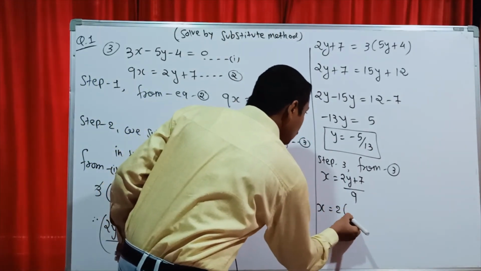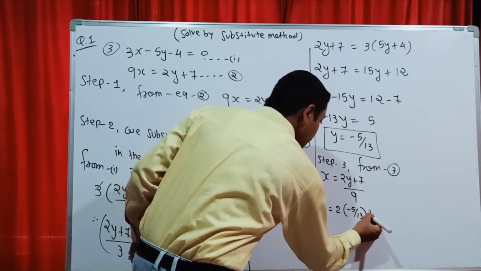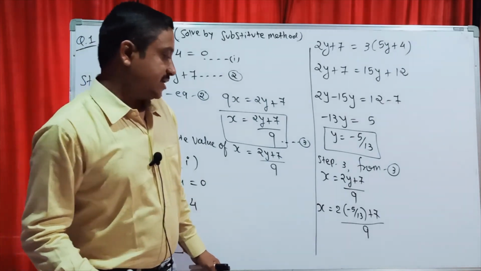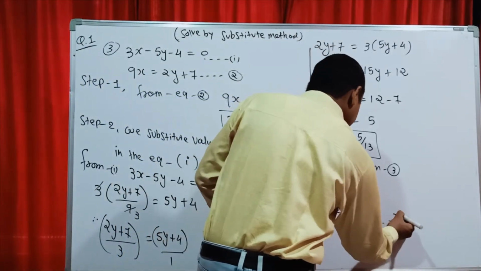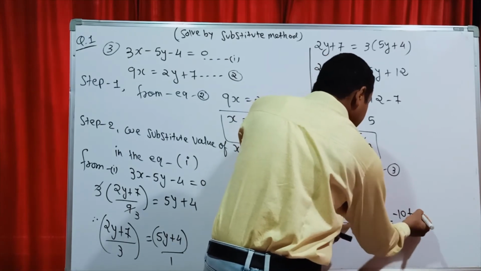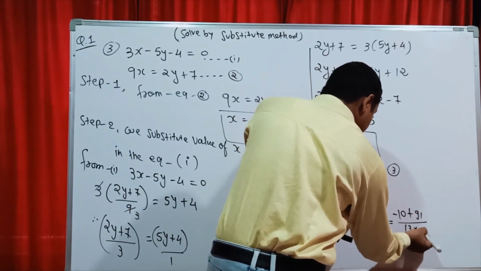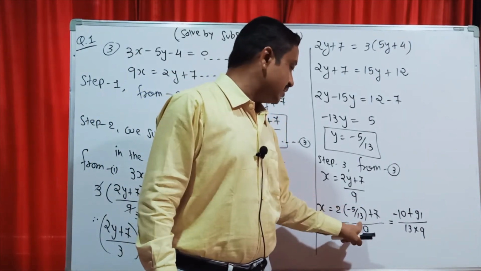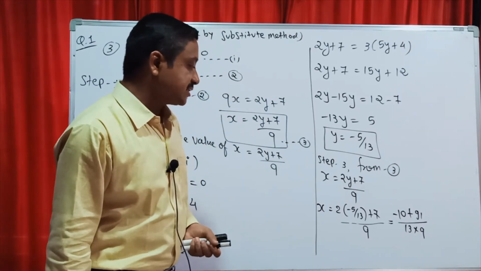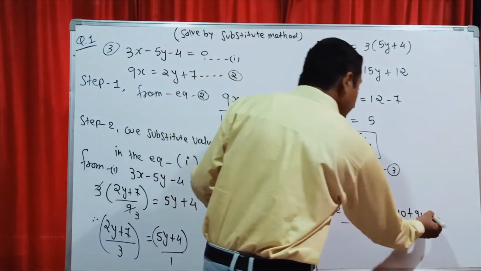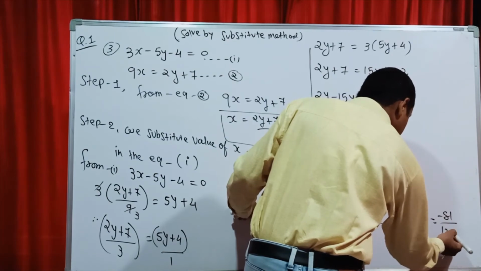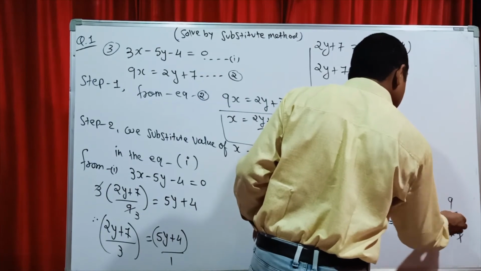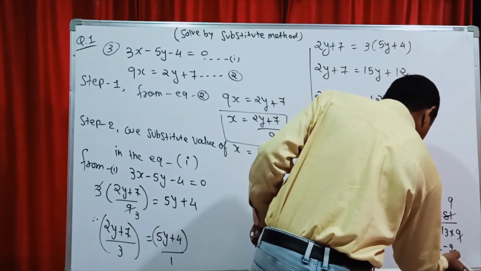So x is equal to 2 times y, which is minus 5 by 13, plus 7 by 9, and take out their LCM. So their LCM is: 5 2s are 10, 13 7s are 91, by 13 into 9. Yes, 5 2s are 10, 13 7s are 91, because 7 3s are 21, 2 carry, and 7 1s are 7, plus 2 is 9. So we get minus 81 by 13 into 9. And minus 81 by 9 is definitely 9 9s, so minus 9 by 13.